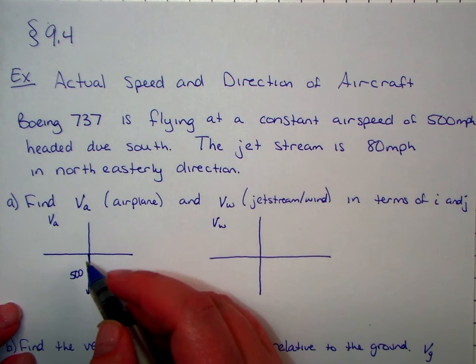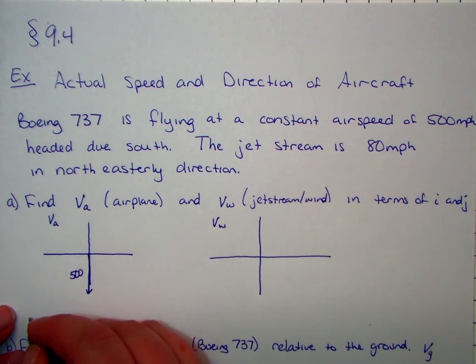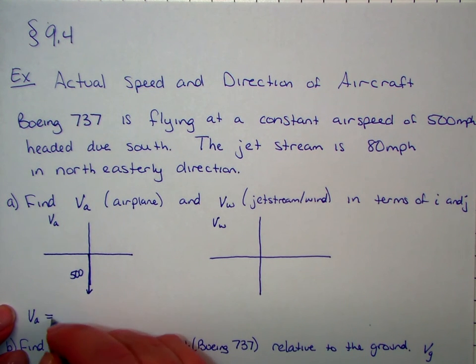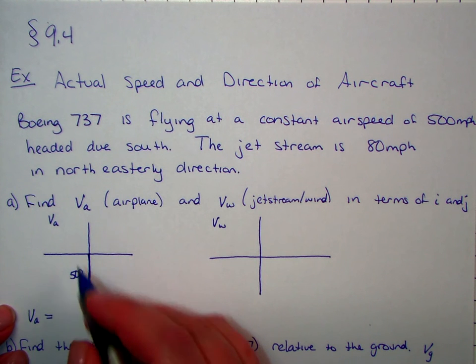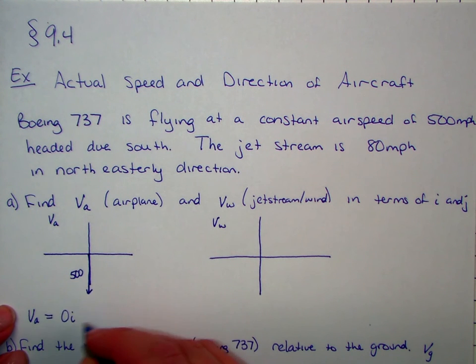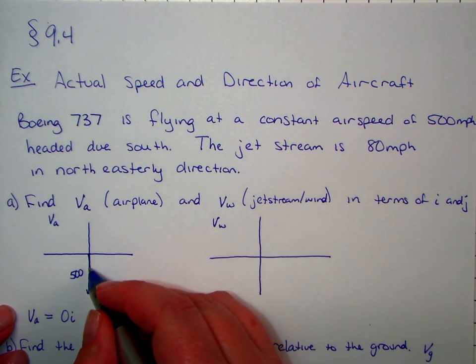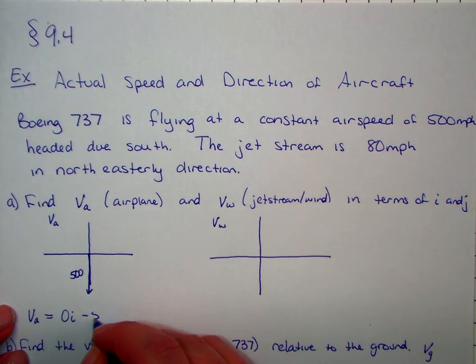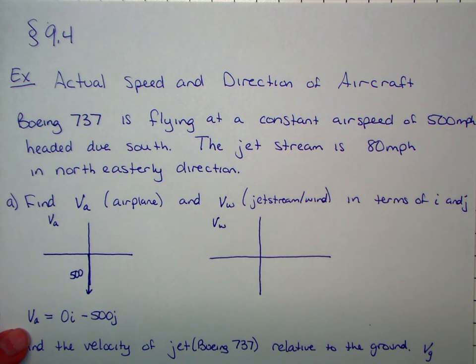If I were to write this as a vector, the components using i and j, we're not going to the right or left at all. So we have 0i, and then the j component, we're going down, so minus 500j. Here's our vector for the airplane.